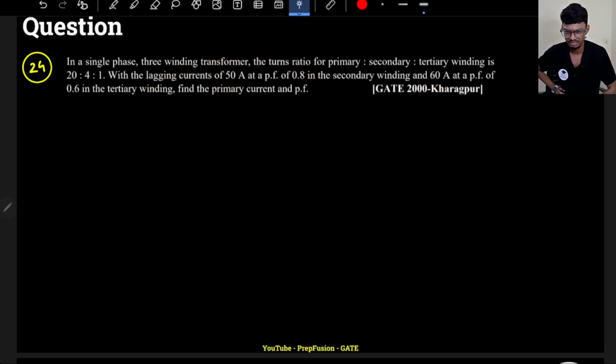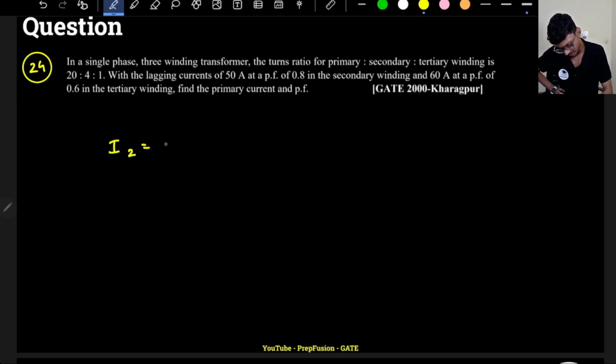So again you can apply the MMF balance equation. The current in the secondary, I2, is 50 ampere lagging. If I assume the voltage V1 as reference, then the current will lag the voltage. So I will have negative of cos inverse of 0.8. If you remember, cos inverse of 0.8 is 36.86. So the angle is minus 36.86.